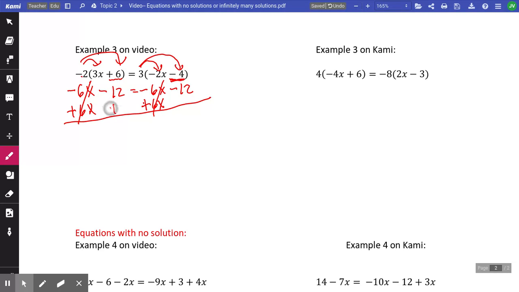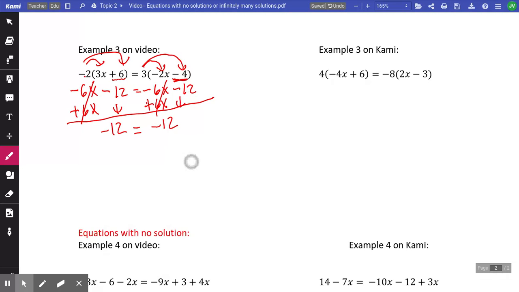So let me bring down what I have. -12 on this side equals, and I have -12 on this other side as well. So these two sides are equal because -12 equals -12. So this type of equation has infinitely many solutions, or it's an identity equation.